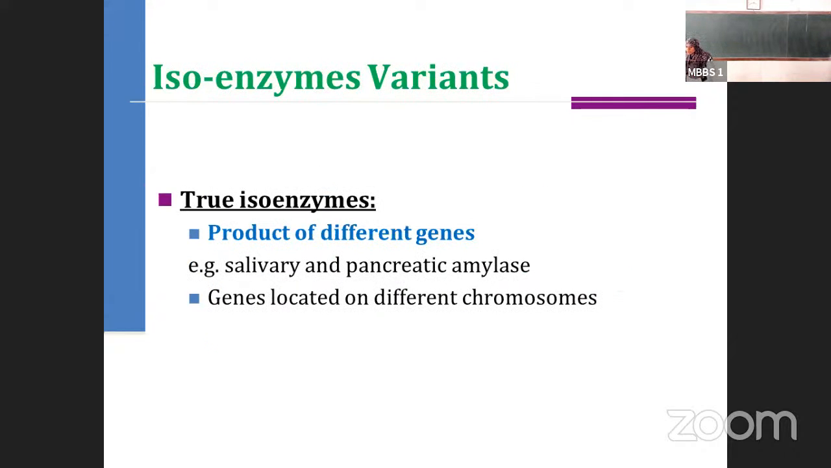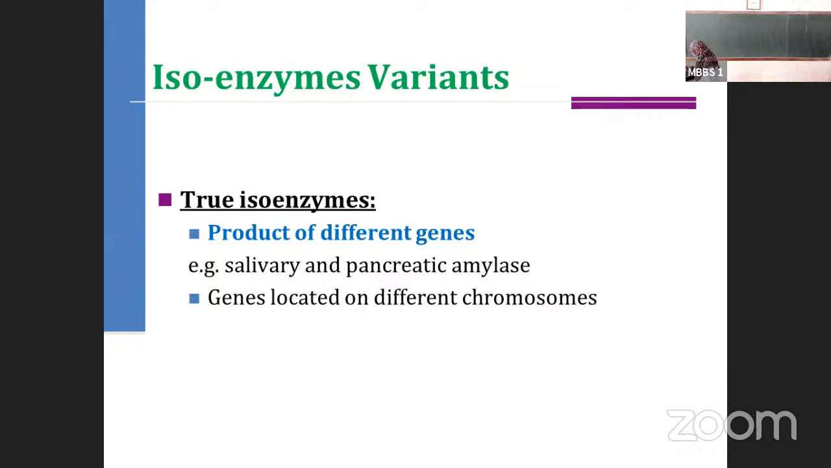So what are true isoenzymes? True isoenzymes are the product of different genes. They are derived from different genes. They are true to their nature. See here, salivary amylase and pancreatic amylase. They are derived from different genes, and the genes are also located on different chromosomes.